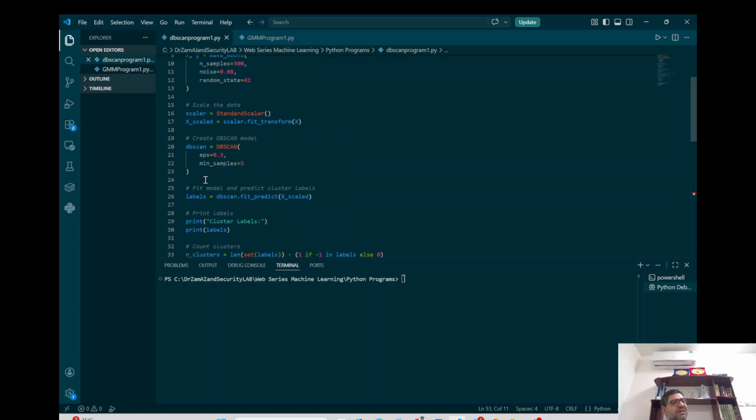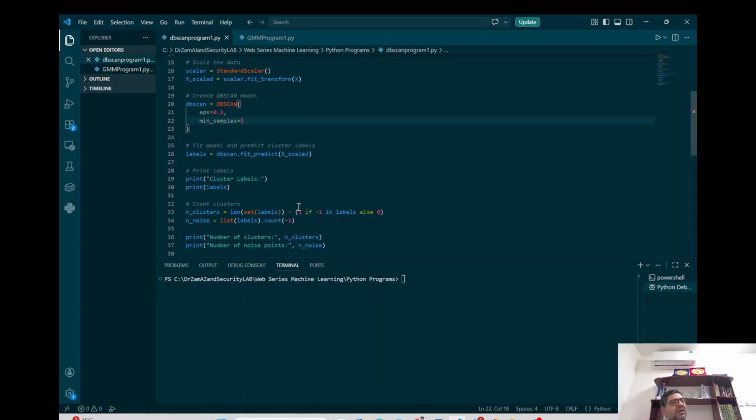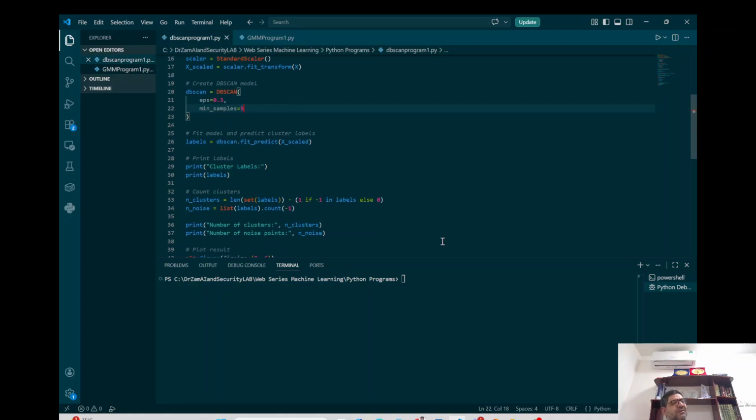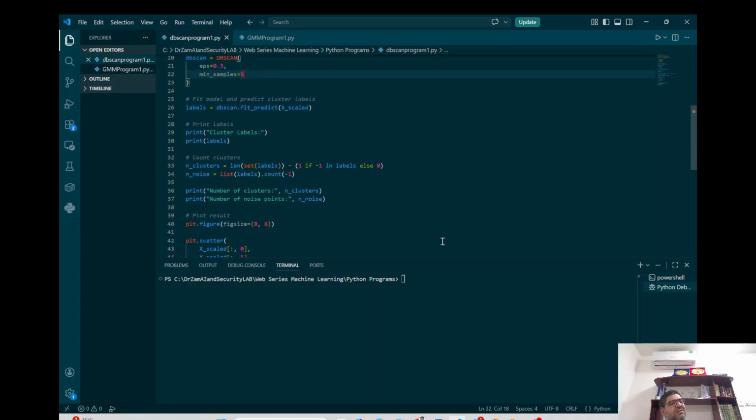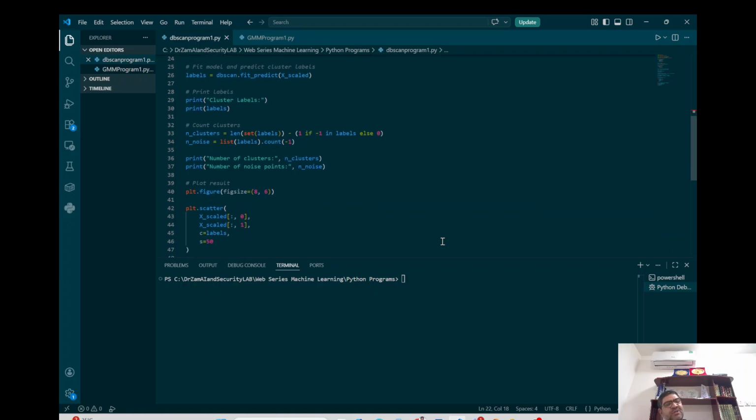So this is where we are giving the epsilon, how much it should be, and how many samples there are, 5 samples within that minimum. So we fit the model and predict the cluster. Then we are printing the cluster labels, counting how many clusters there are, and printing the number of clusters and the number of noise points.